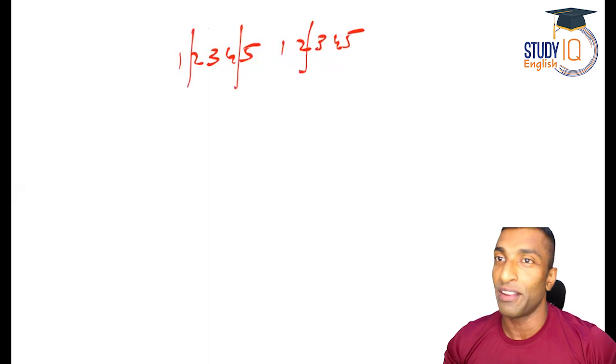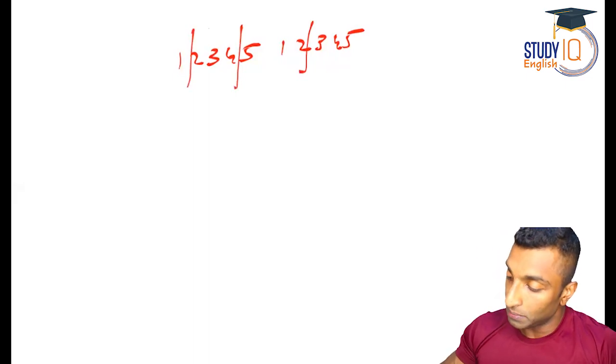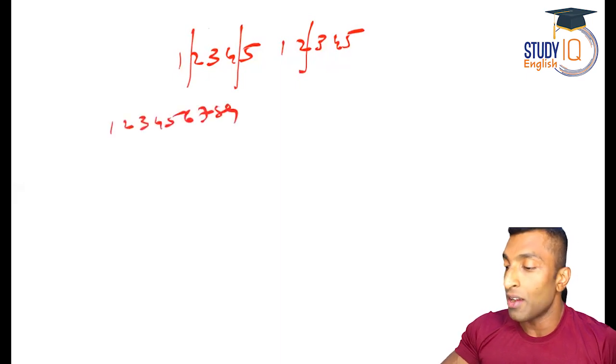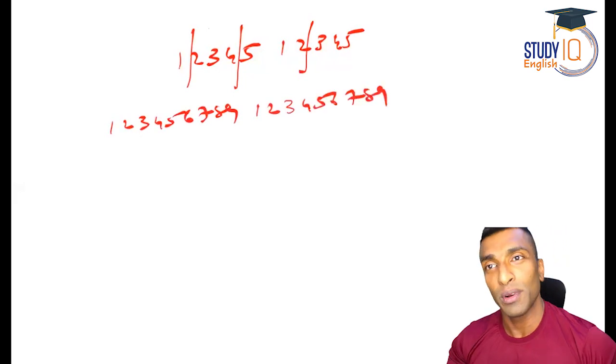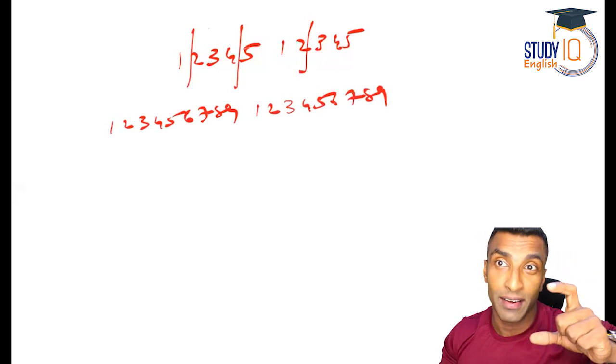Then it is going to be slightly difficult for 11. Same way, if you see like this, 1, 2, 3, 4, 5, 6, 7, 8, 9, 1, 2, 3, 4, 5, 6, 7, 8, 9. What I need to do? Group into groups of 9, if I need to divide by 11.